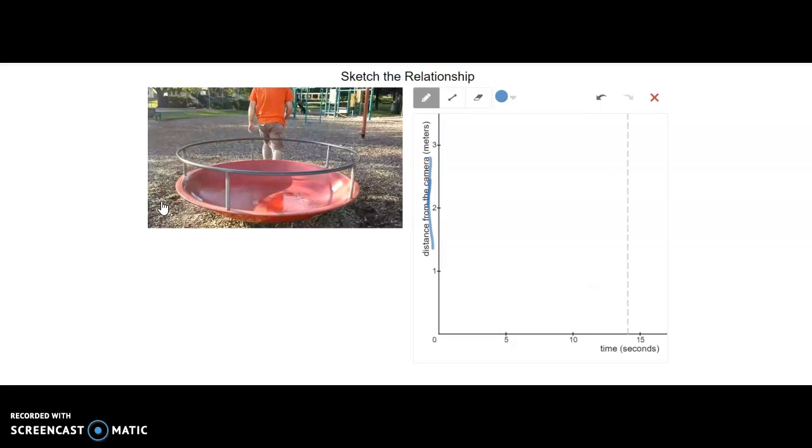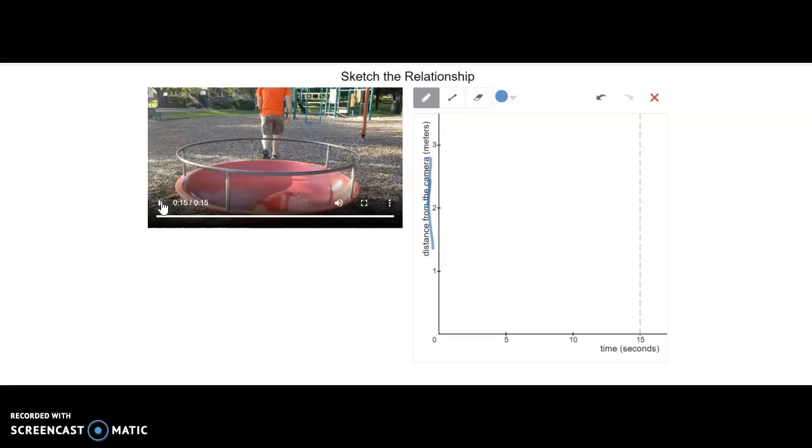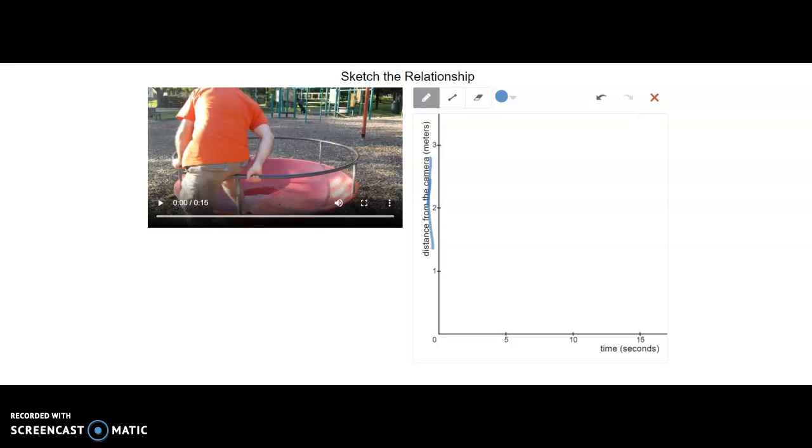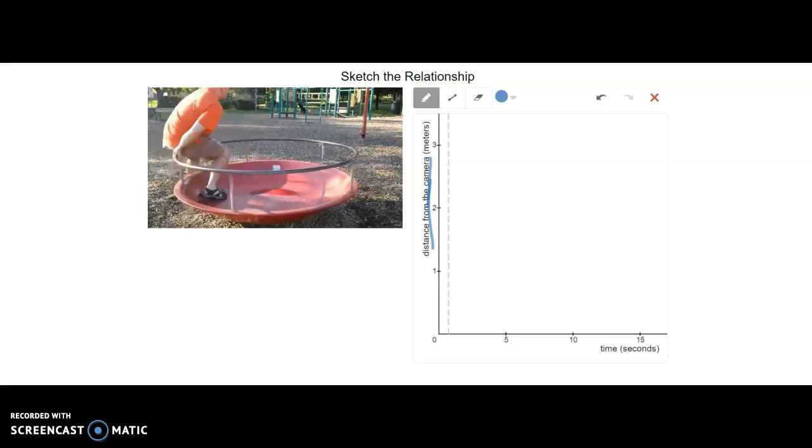And then he stops it, and then is he getting further or closer away from the camera? He's getting further away. Yep. So go ahead and sketch your graph and pause the video. All right. Now that you've paused the video, I'm going to say he's about 1 meter away from it.